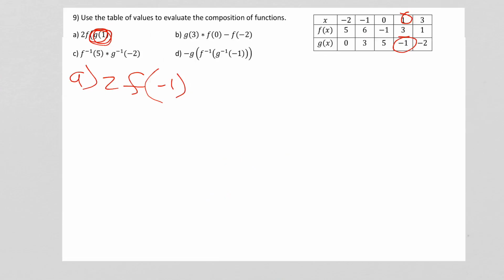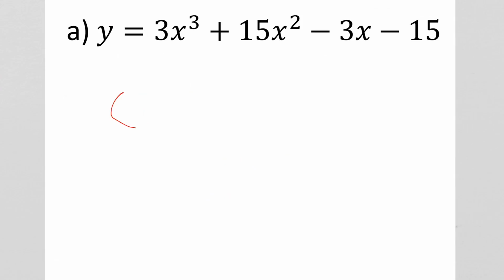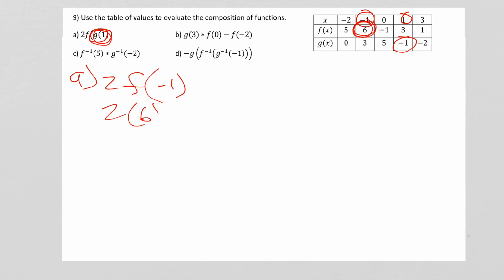Well, what is f of -1? That says, go to the x value of -1. What is the value of f? It is 6. So this becomes 2 times 6, which is 12 for A.